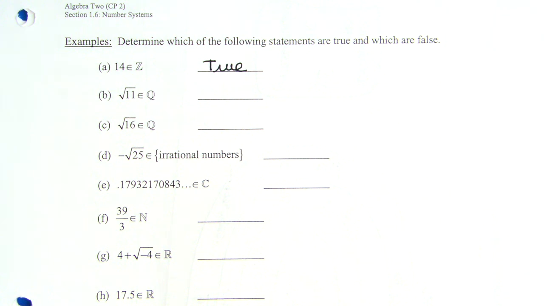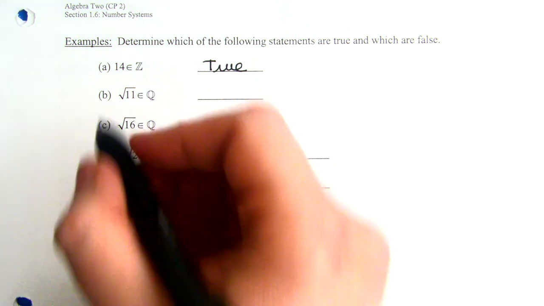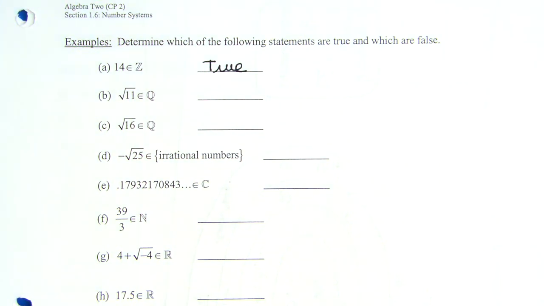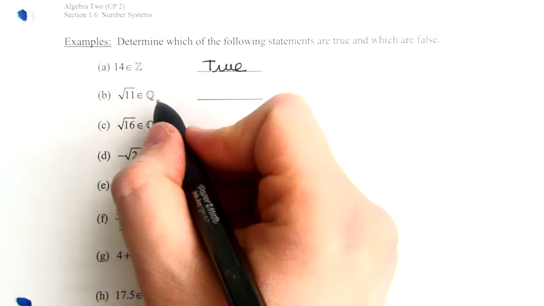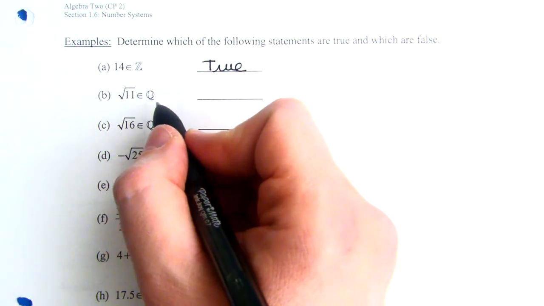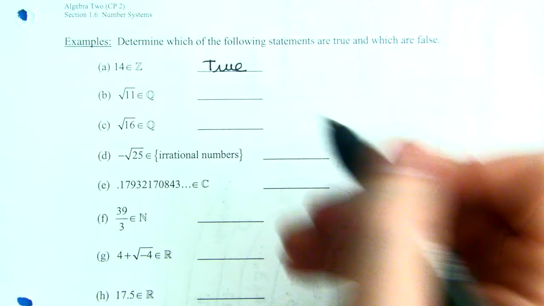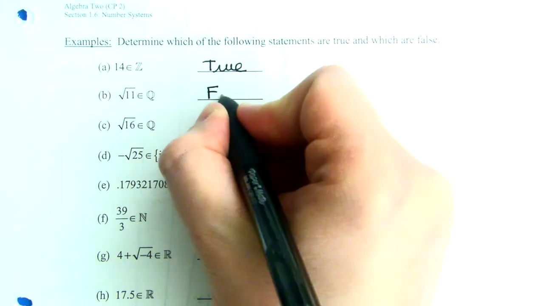B, square root of 11. Is square root of 11 in my, well, whatever Q stands for? Hopefully remember that Q is rational. Is square root of 11 a rational number? No, it's a decimal that goes on forever with no pattern. False.